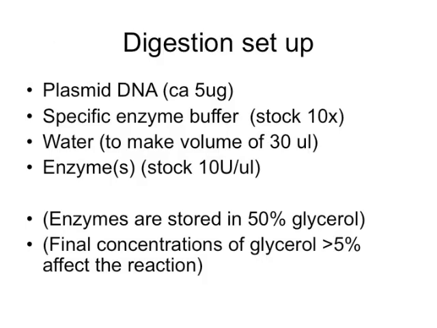To set up your digestion, you have to consider the amount of DNA you need, which is about 5 micrograms, and the specific enzyme buffer. Each enzyme uses a different buffer. Add water to make up a specific volume of 30 microliters. And then the enzyme, 1 or more, that you want to use in that particular reaction.